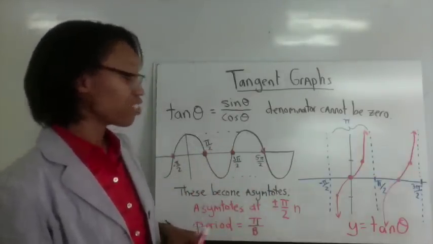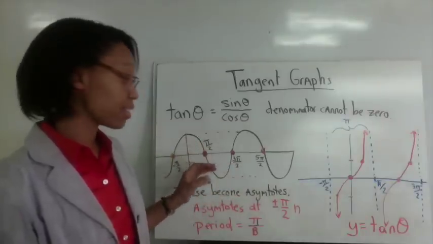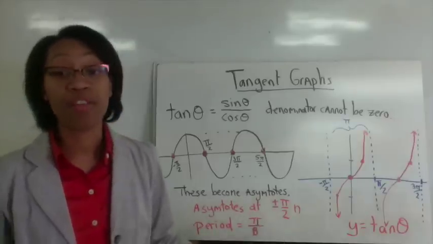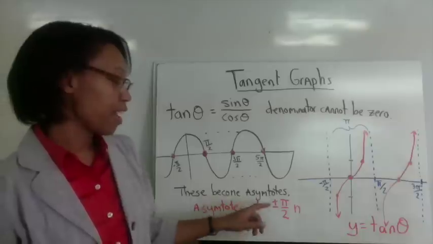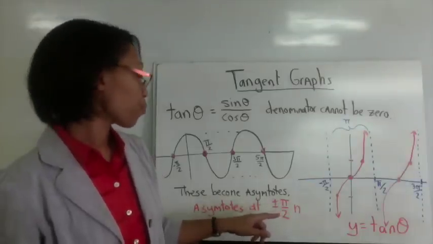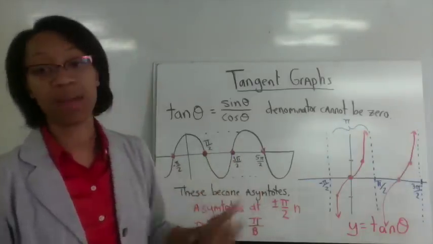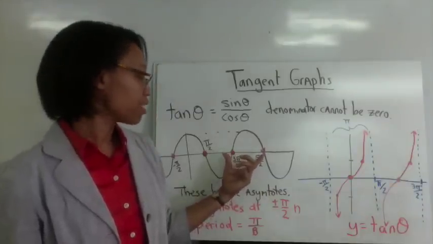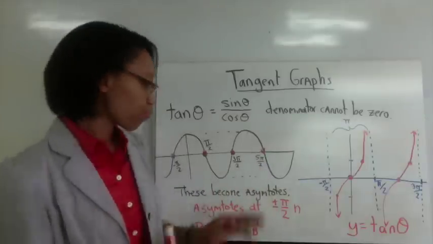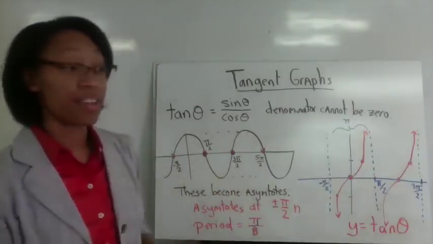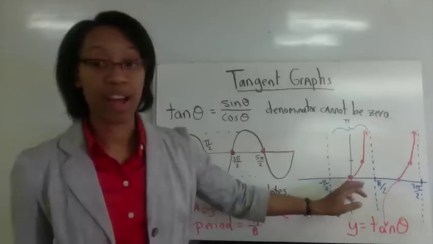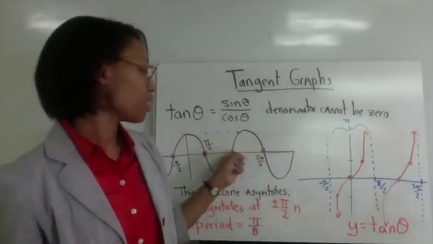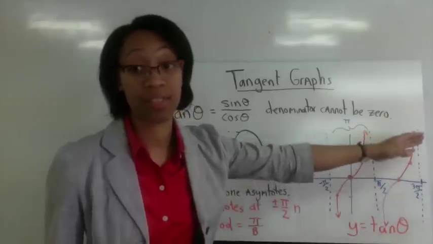Well, on the tangent graph, these particular spots become asymptotes. So therefore we have an asymptote at pi over 2, or pi over 2 plus any multiple of pi. So repeating values of pi over 2. So when we come to our tangent graph, when we come to pi over 2, at this spot we have to draw an asymptote. And all the ones that match up here, we have to draw these asymptotes.